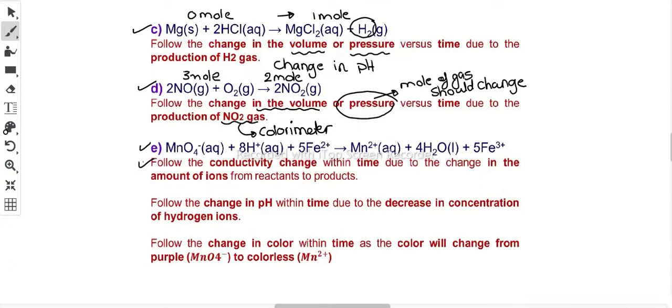I have another method as well. I can follow the change in pH. I have H positive as a reactant, and it turns into nothing as a product, so there is a decrease in the concentration of hydrogen ions. Finally, I can go through the change in color per unit of time. I've got in this situation the permanganate, which is purple, turning into colorless.